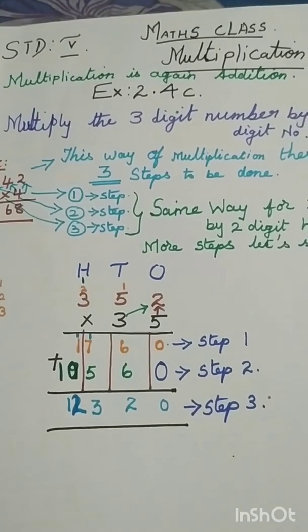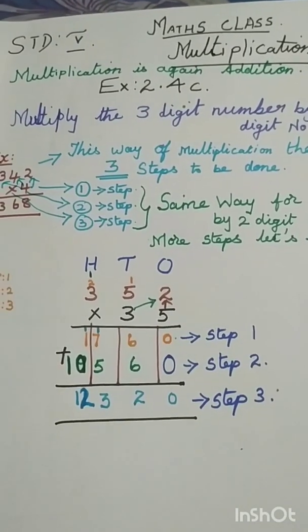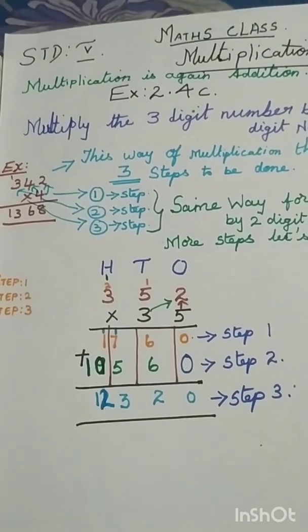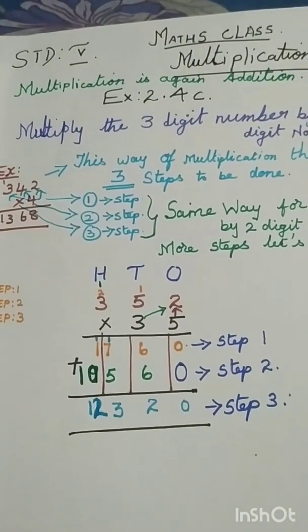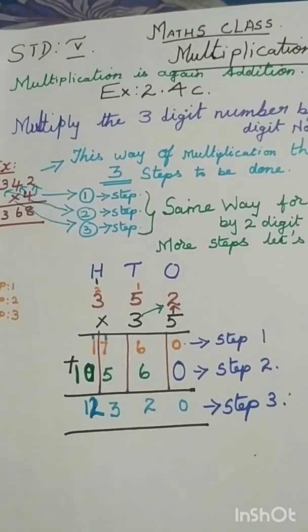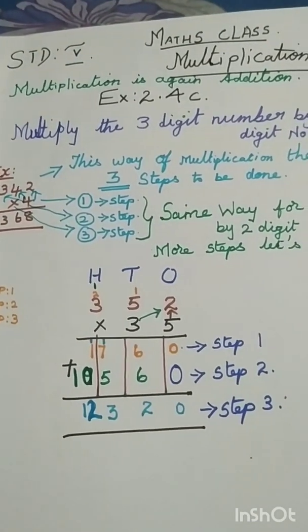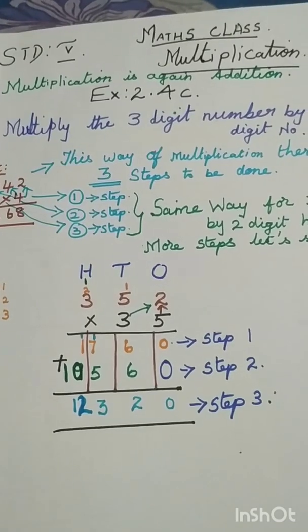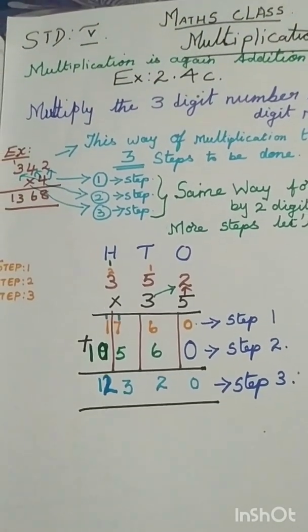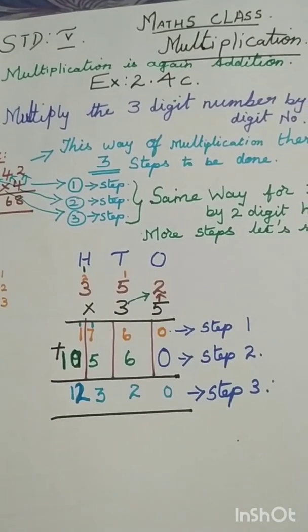We are today going to go on with the multiplication. Hope we have finished the addition and subtraction sums from the last class, neatly copied in the classwork. Let us move on to the multiplication. Multiplication is again addition, a repeated addition. So we are going to move on to exercise 2.4c.